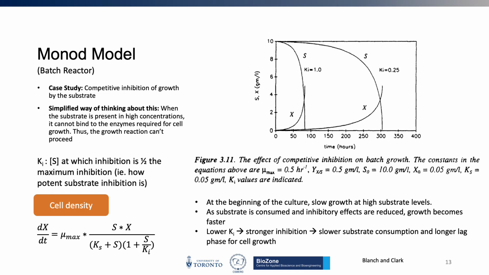A lower K sub I means there's stronger inhibition, and there's slower substrate consumption at the beginning, and so a longer lag phase for cell growth. For the K sub I equal to one case, it's hard to tell by looking at it that there's inhibition, but if you plotted it against a situation where you had no inhibition, then you would be able to tell the difference. But you can clearly tell the difference when you compare two different K sub I's.